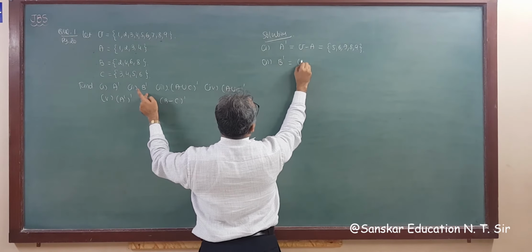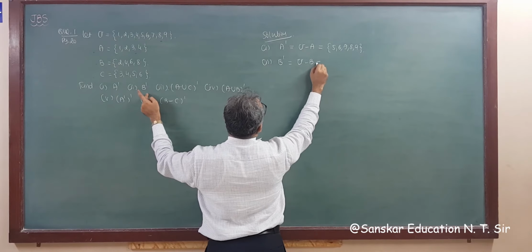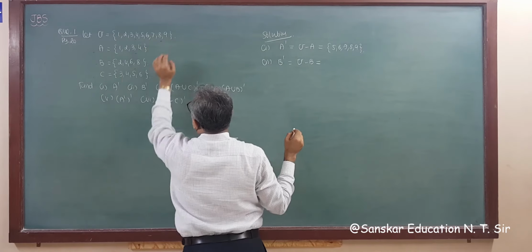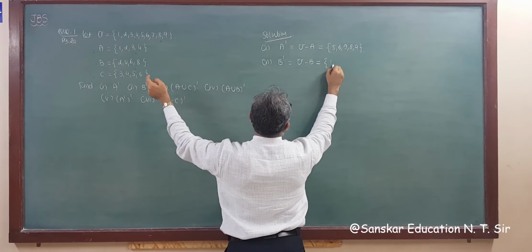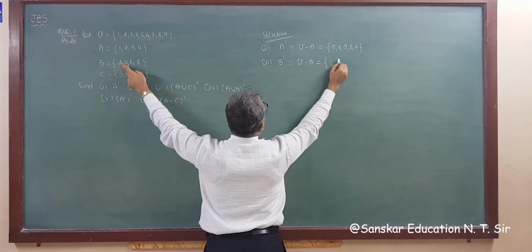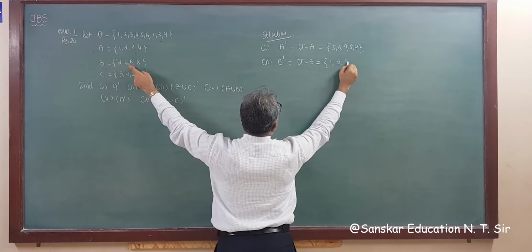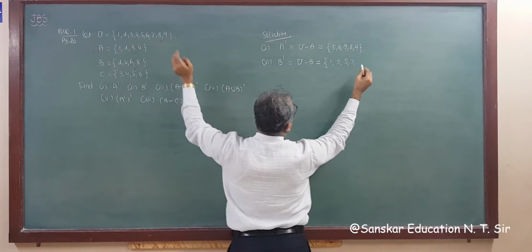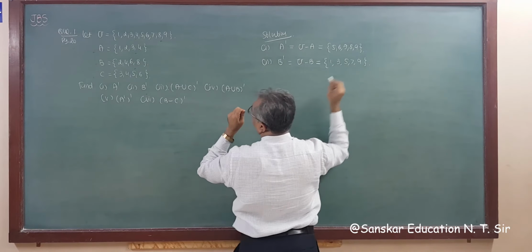Second, B dash. So B dash is U minus B. So remove all elements of B from U, that is 1 is missing, 2, 3 is missing, 4, 5 is missing, 6, 7 is missing, 8 and 9. So this is your B dash.